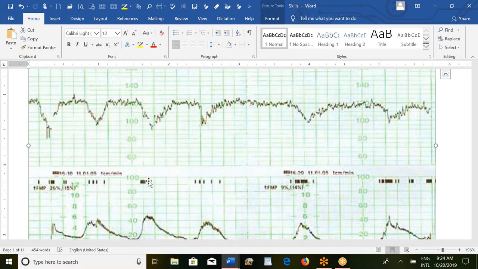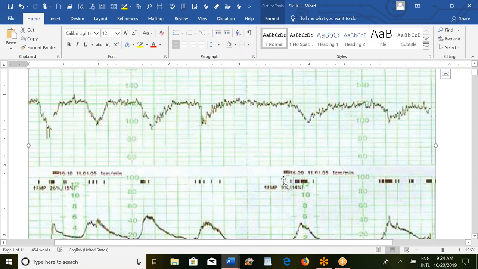So now tell me, what sort of decelerations are these? You will say that there are decelerations. What is the baseline for you? 120, because it's in the reference range. So you can see decelerations. What sort of decelerations are these? These are variable, yes, these are variable.